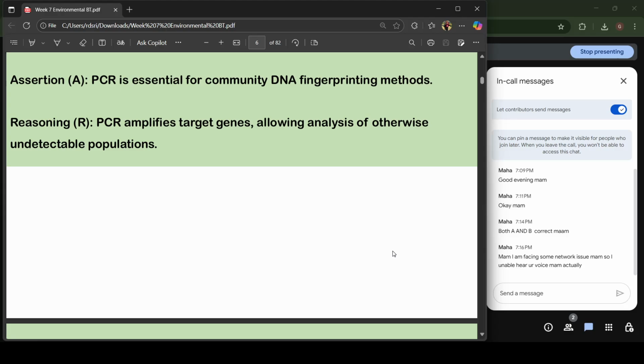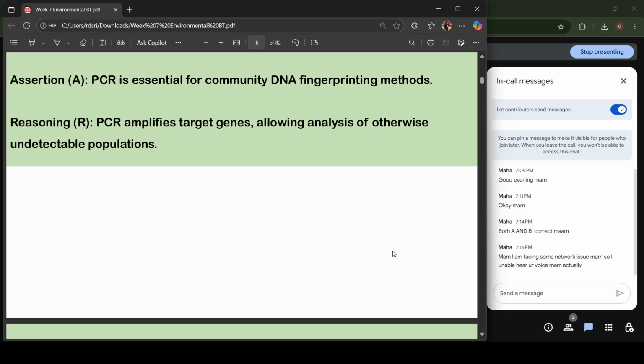So here, community DNA fingerprinting is a molecular technique. We generally use it for profiling the microbial community diversity. At the end, we have a simplified genetic fingerprint from the DNA analysis. So we perform the DNA analysis and we are just profiling what kind of diverse microorganisms are present in the community. So this is community DNA fingerprinting.